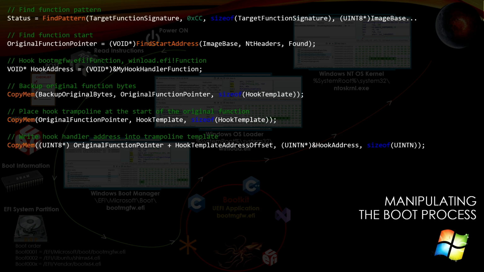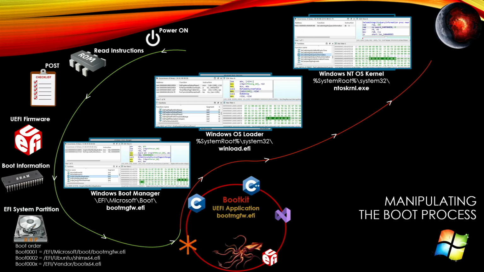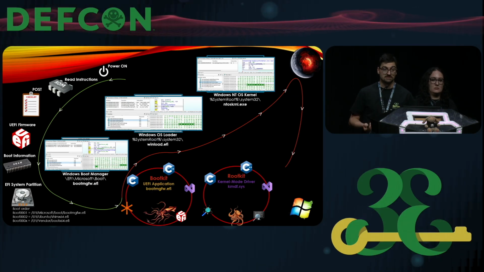We repeat the same approach at each stage. So inside the Windows Boot Manager, we hook a function that is called when the OS loader is already in memory. Then inside the OS loader, we hook a function that is called when the NT kernel is already in memory. Hook by hook, stage by stage, we maintain control through the entire boot process. But these hooks don't just keep the bootkit alive. Along the way, we also use specific functions in these files to drop the rootkit, the malicious kernel-mode driver, in memory at the right moment. So the rootkit is ready and running by the time the operating system starts.